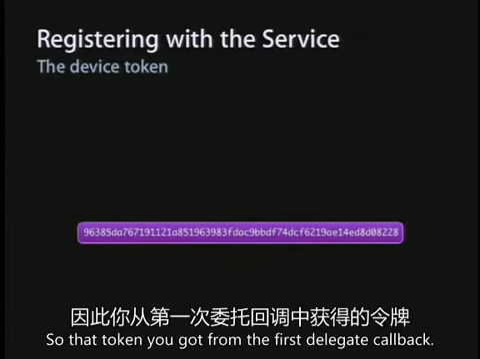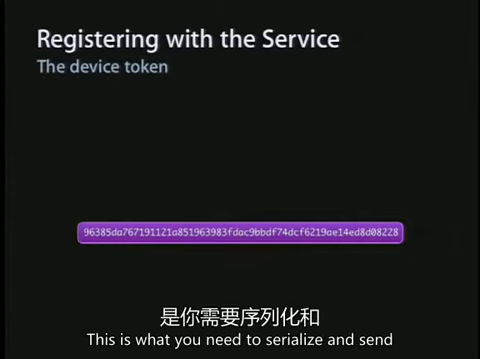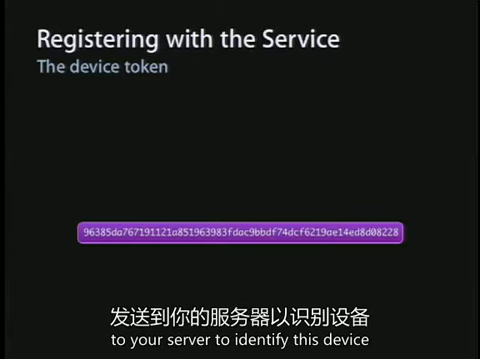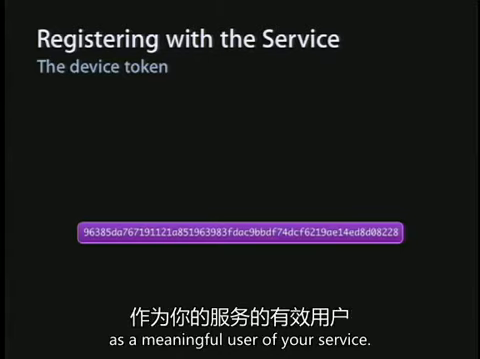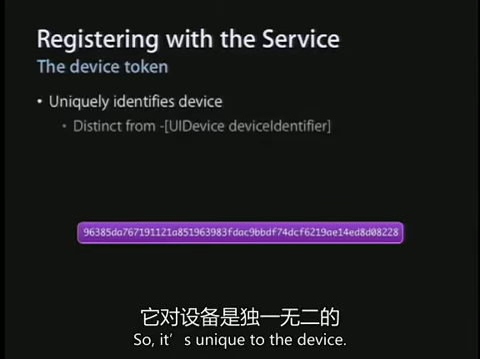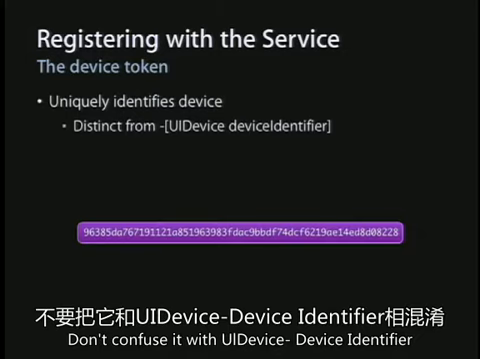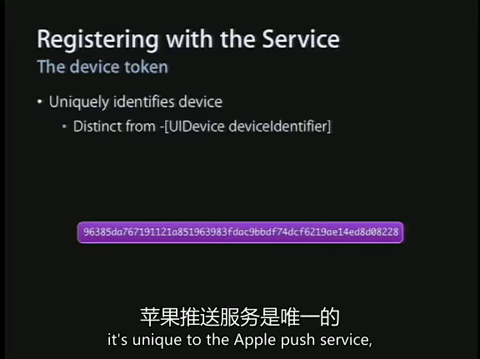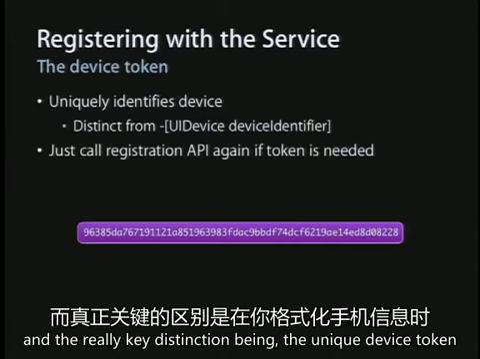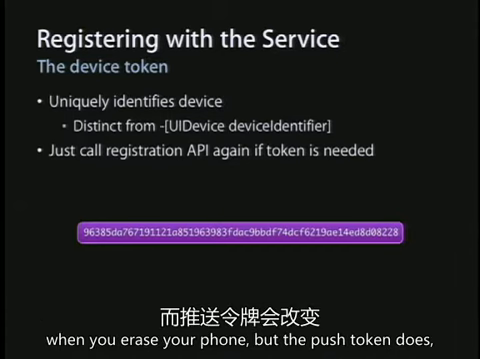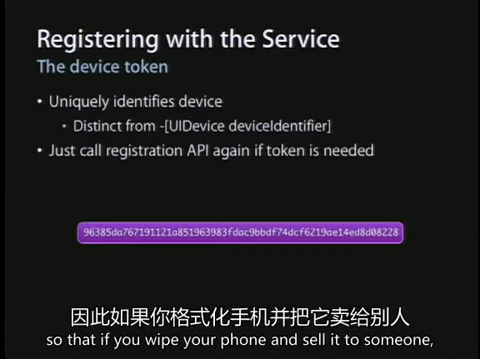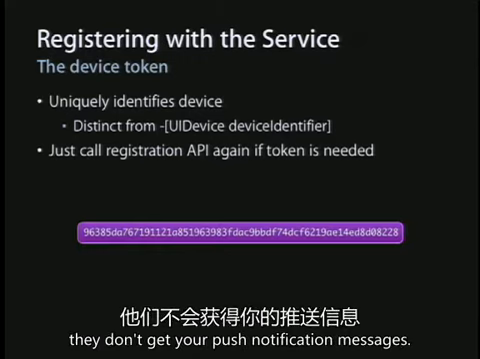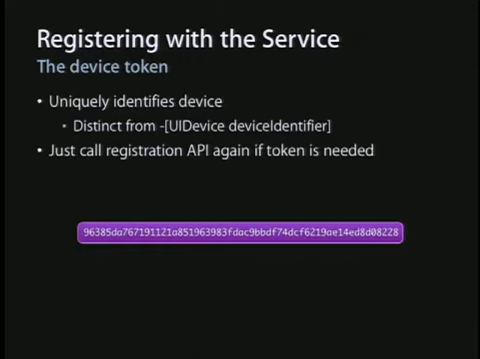So that token that you got from the first delegate callback, this is what you need to serialize and send to your server to identify this device as a meaningful user of your service. So it's unique to the device. Don't confuse it with UIDevice identifier because they're actually different. This is, for security reasons, just unique to the Apple push service. And the real key distinction being the unique device token that you get from UIDevice doesn't change when you erase your phone, but the push token does, so that if you wipe your phone and sell it to someone, they don't get your push notification messages.